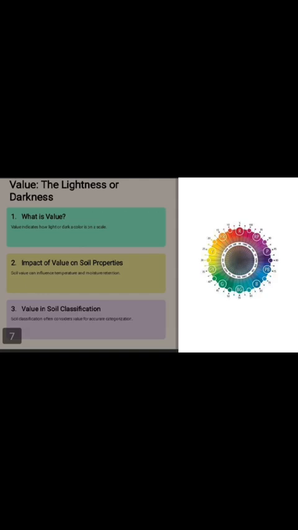Value in soil classification. Soil classification systems utilize value measurements to identify and categorize soil. For example, in the Brazilian system for soil classification, a soil is classified as grey Argissolo when it presents a hue of 7.5 YR or higher, a value of 5 or higher, and chroma less than 4.